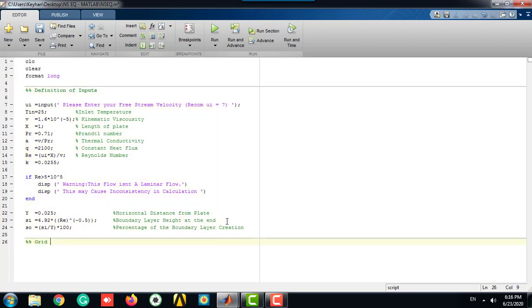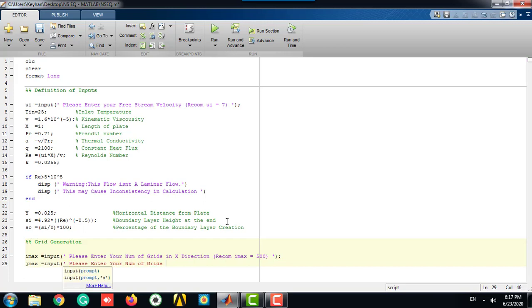After defining these inputs, we need to generate the grid, and for that we define Imax and Jmax, which are the number of grids in the X and Y direction, which should be defined by the user. So we write an input code, and we ask that from the user. Same thing for the Jmax, which is the grid in the Y direction.